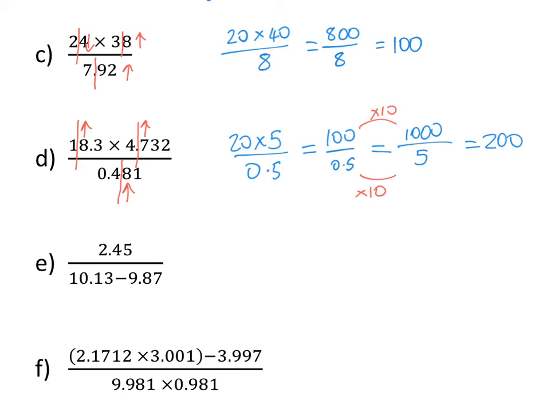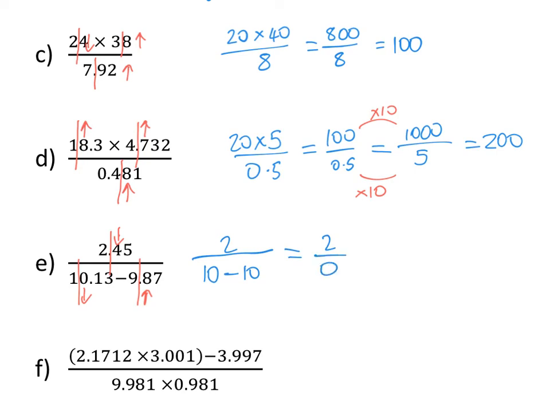Example E, 2.45. So we'll look between the 2 and the 4. 4 means we'll round down. The 10.13, we'll look between the 1 and the 0. The 0 means we'll round down. And 9.87, the 8 means we'll round up. So 2.45 is going to round to 2. And it's being divided by 10.13, so that's 10. 9.87, the 8's rounded up. That's going to change the 9 into 10. So what we've got looks like 2 divided by 10 take away 10, which is 2 divided by 0.